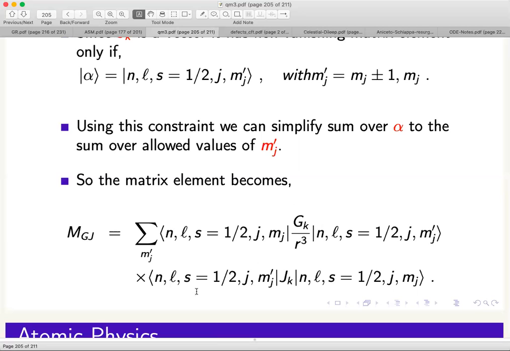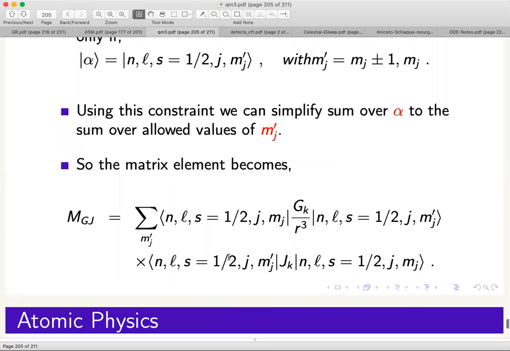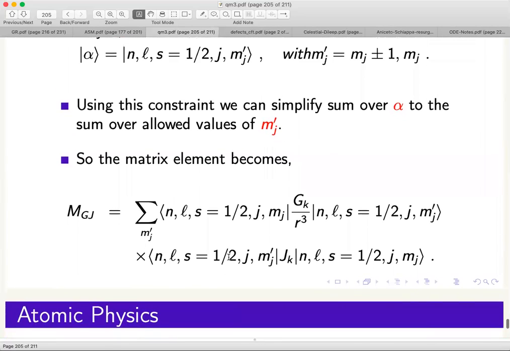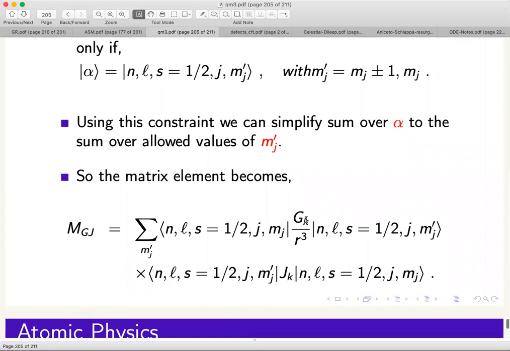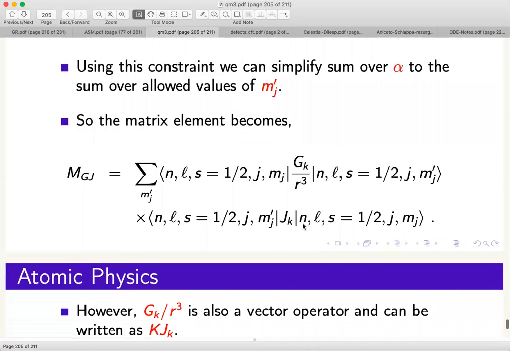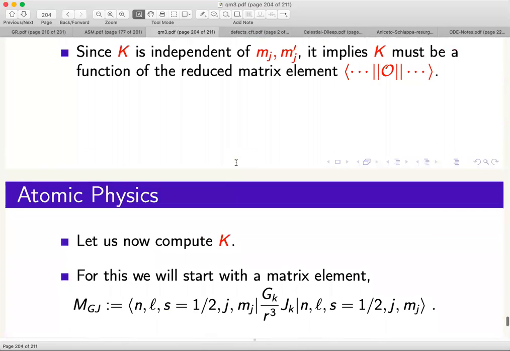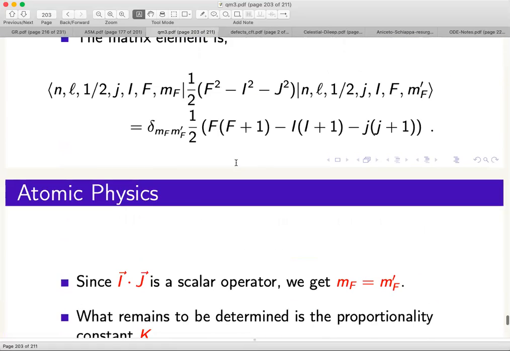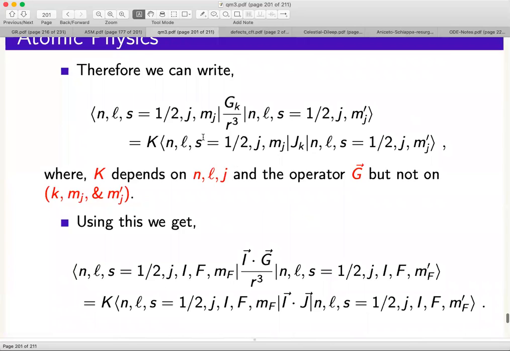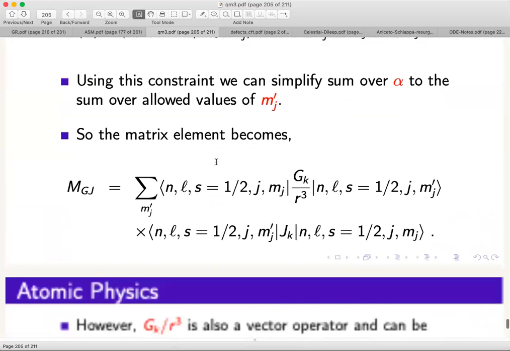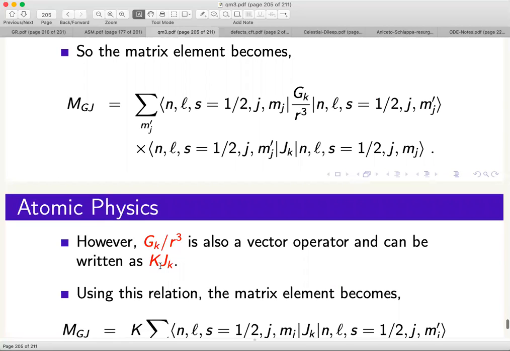So what we want to do is figure out how we compute this product of matrix elements. We are going to use the same trick that we used some time ago. Namely, we would replace GK upon R cube, which is a spherical vector, by another vector operator times some proportionality constant. We'll use the same one that we used earlier: we replace GK upon R cube by k times JK.